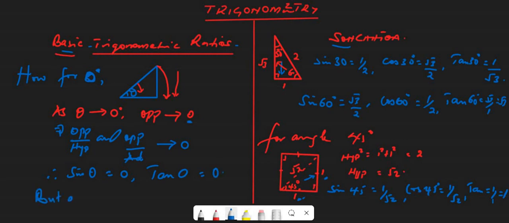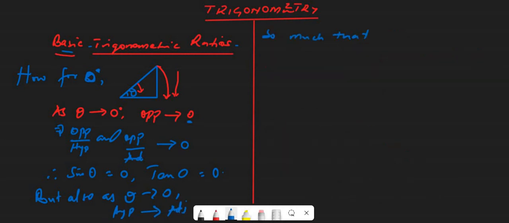But also, as theta tends to 0, you realize that the hypotenuse tends to adjacent. The hypotenuse almost becomes the adjacent, so much that adjacent over hypotenuse actually tends to 1. Hence cos 0 is equal to 1.